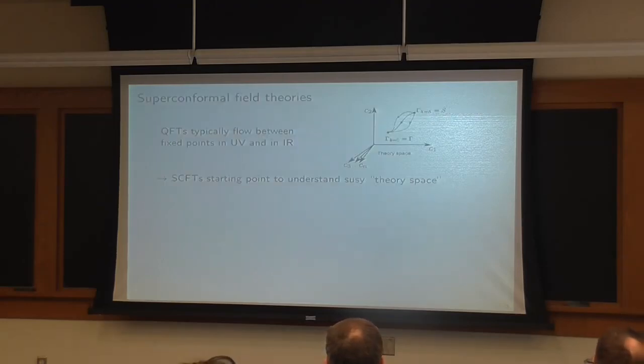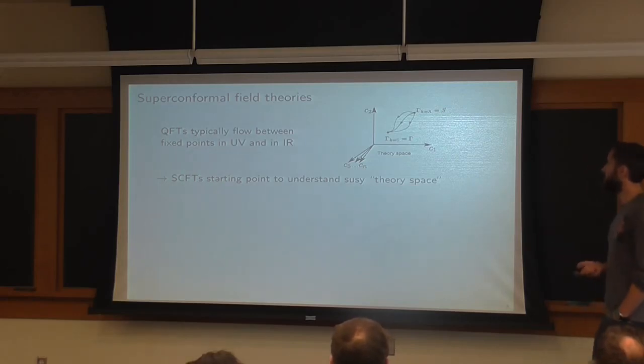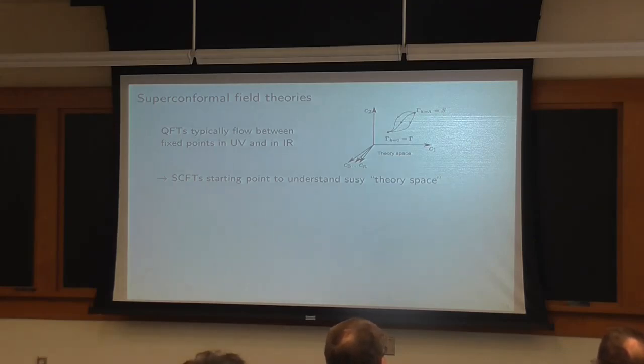Now, the natural starting point, if I want to understand what is the space of well-defined quantum field theories, is to look at even more constrained theories. And the point here is that typically quantum field theories can be understood as a renormalization group flow between fixed points in the ultraviolet and the infrared. So if I want to map out the space of consistent theories, it's a good idea to start out by mapping out the space of consistent fixed points. And this, combined with supersymmetry, leads to superconformal field theories.